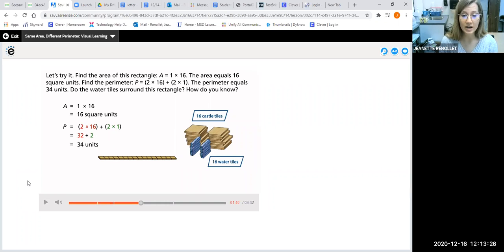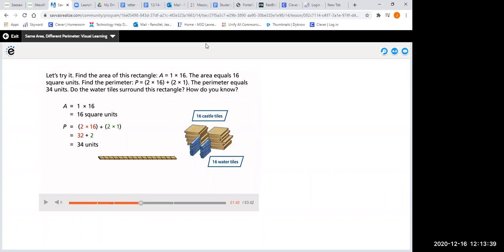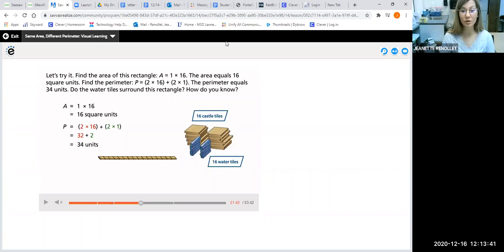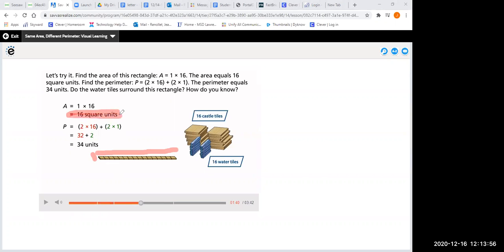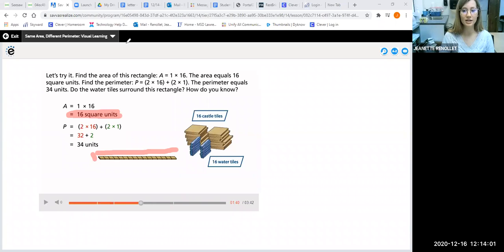So what the video is showing us is that sometimes shapes can have the same area, but a different perimeter. The shape that I built had 4 rows and 4 columns. That's very different than the shape they have built here. I notice that they built a shape that has 16 in each row and only 1 row. But my shape and their shape both have an area of 16 square units. This is the skill that we are focused on today.